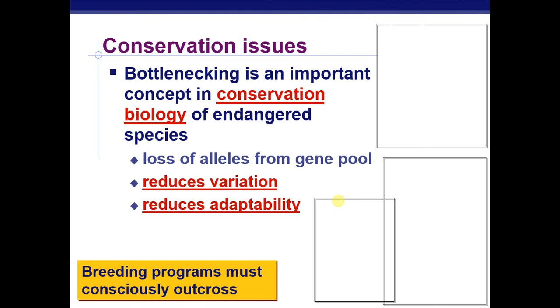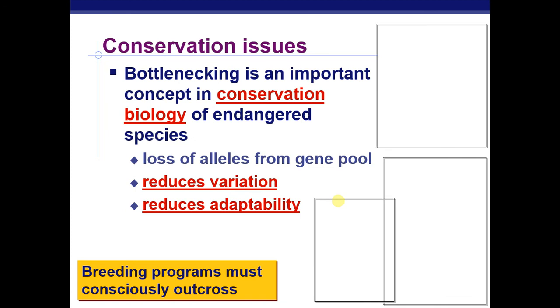So just to continue, especially on bottlenecking, bottlenecking is a really important concept in conservation biology of endangered species, because when we lose a lot of alleles from the gene pool, there's a high reduction in the variation and the adaptability of those organisms to new environments. And so when you have really endangered or critically endangered species, it's not just as simple as breeding them together to get things back into the wild, because of the reduced variation and adaptability within that population.